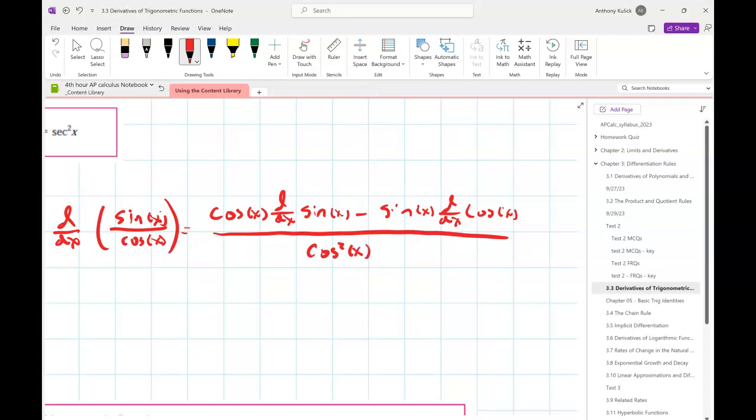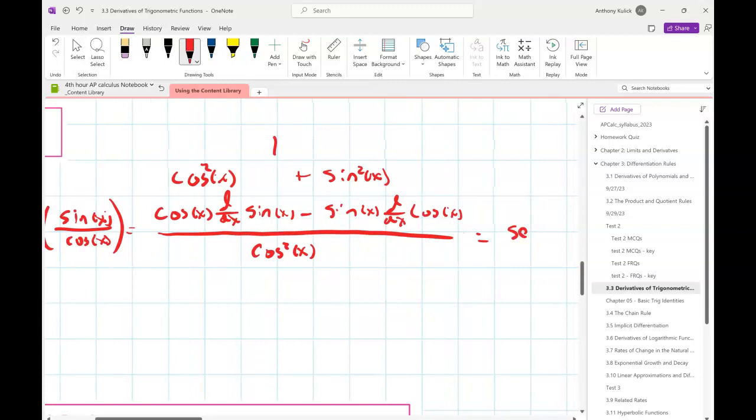The derivative of sine is cosine. And the derivative of cosine is negative sine. Cosine squared plus sine squared is? 1. There you go. So we have 1 over cosine squared, which is secant squared. And we're done. That was a little easier than doing a limit there, right?